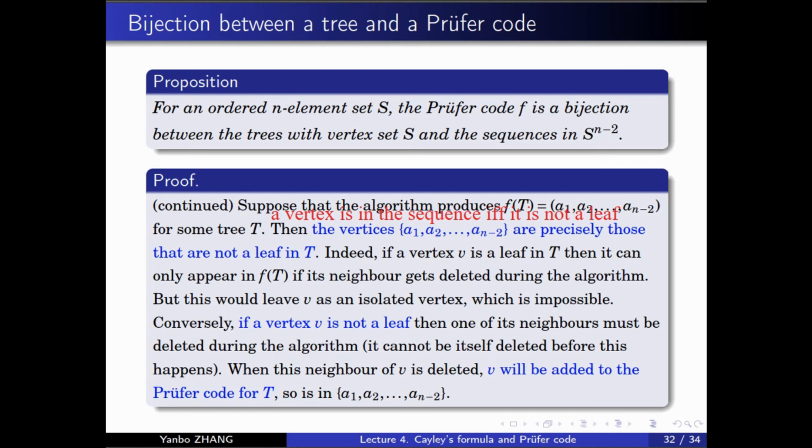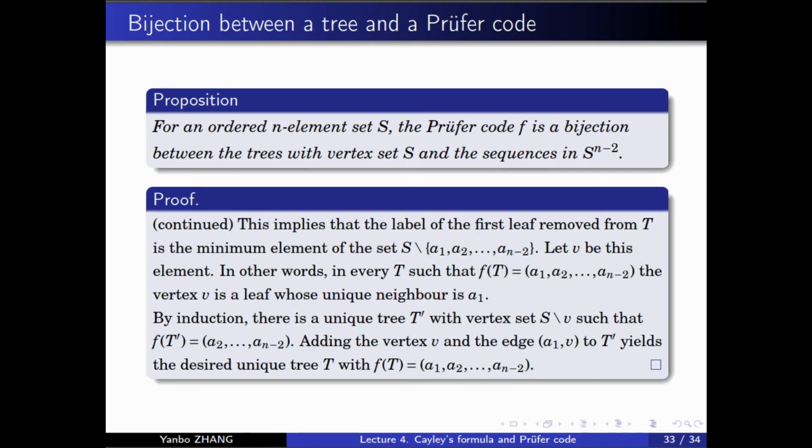Conversely, if vertex V is not a leaf, then it must have degree at least 2. Then one of its neighbors must be deleted during the algorithm. So when one of V's neighbors is deleted, V will be added to the Prufer code for T. So the vertex V must be in the sequence. Now we have proved that a vertex is in the sequence if and only if it's not a leaf in T.